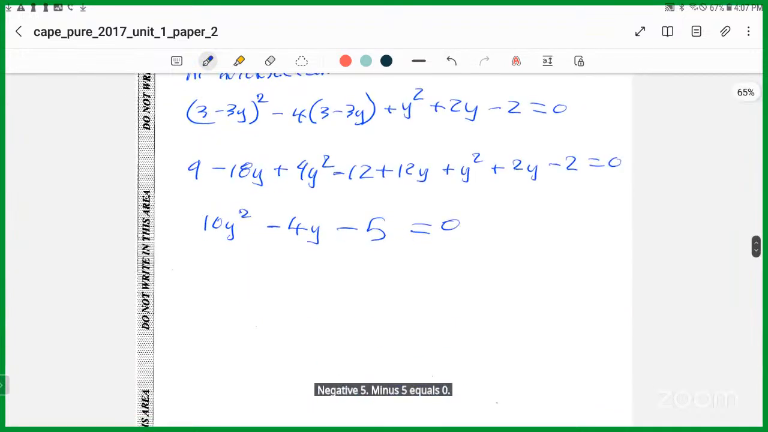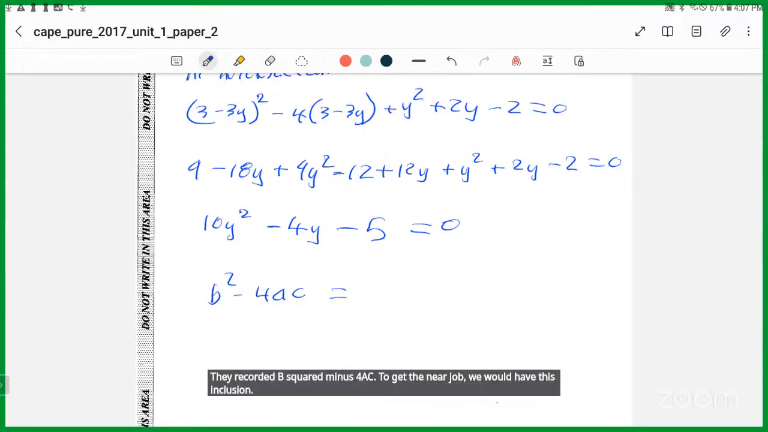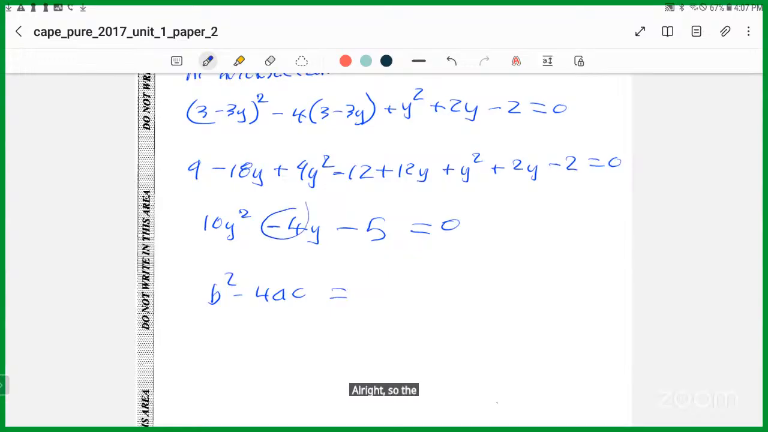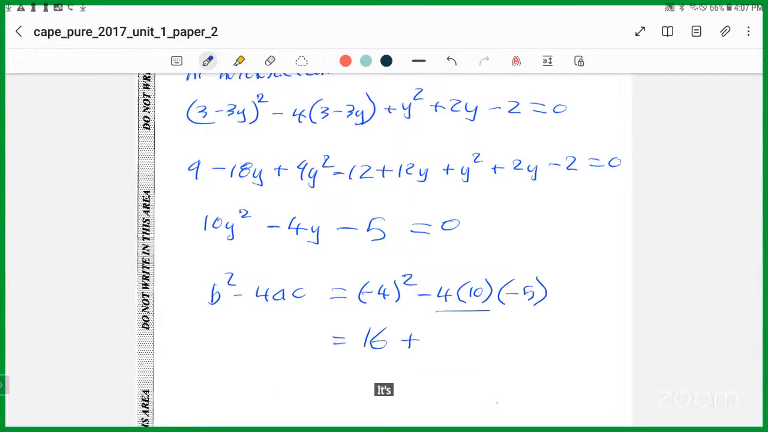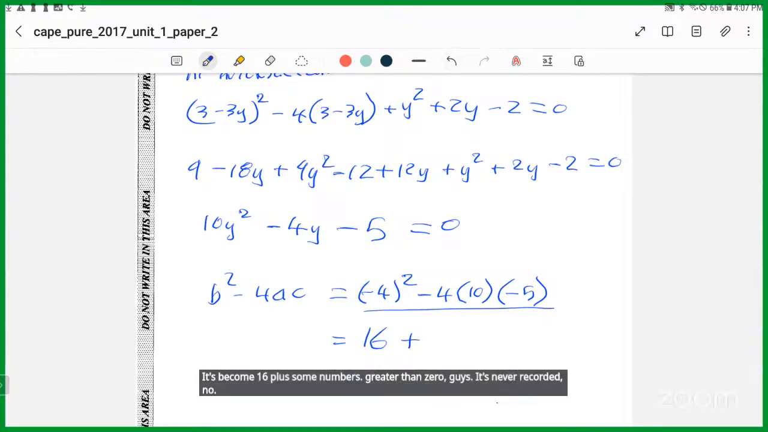We just need to see the nature of the roots of this. We don't have to solve it fully. Now work out the b squared minus 4ac to get the nature of the roots. The b is negative 4, so minus 4 times a is 10 and the c is negative 5. This becomes 16 plus some numbers. This is greater than 0, guys. You don't have to work it out, that's greater than 0.